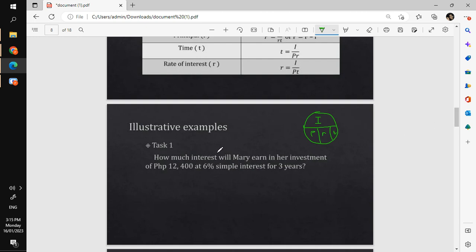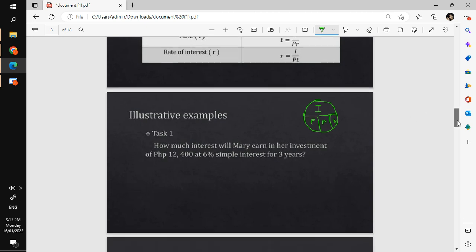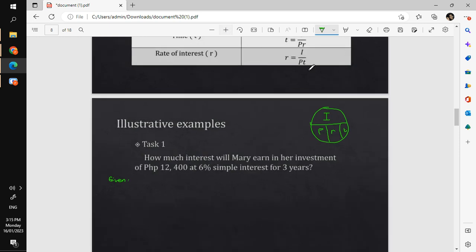Now we have our first example: how much interest will Mary earn on her investment of 12,400 at 6% simple interest for 3 years? So for you not to have difficulties in solving this, the first thing that you will do is to list down what is given.